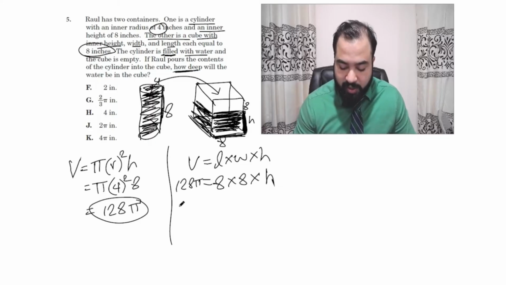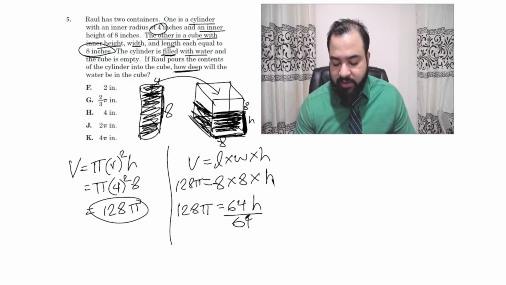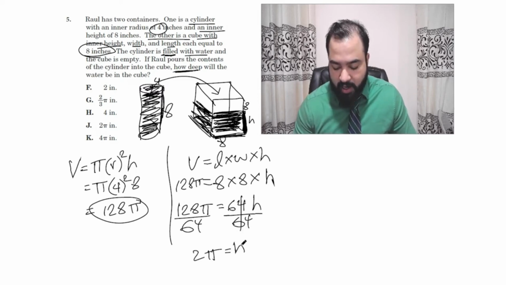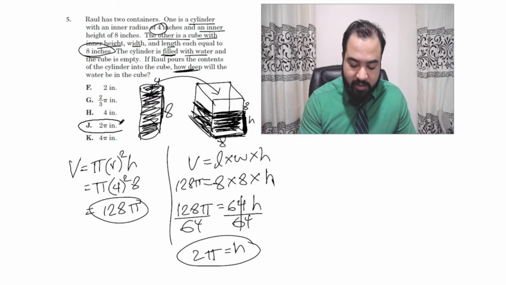Now let's solve for h. We have 128 pi is equal to 64 times h. Now divide both sides by 64. We get h is equal to 2 pi, and that is the height of the water. How deep will the water be? That's 2 pi.